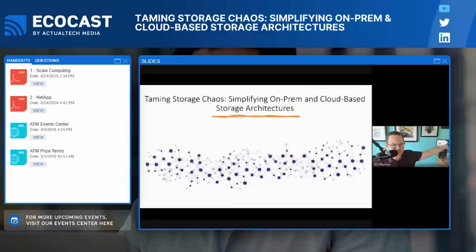So let's get into the topic of this conversation. Taming storage chaos, on-prem, cloud-based storage architectures. So much data, so much storage. It's quite a bit of taming. So let's just jump into this.